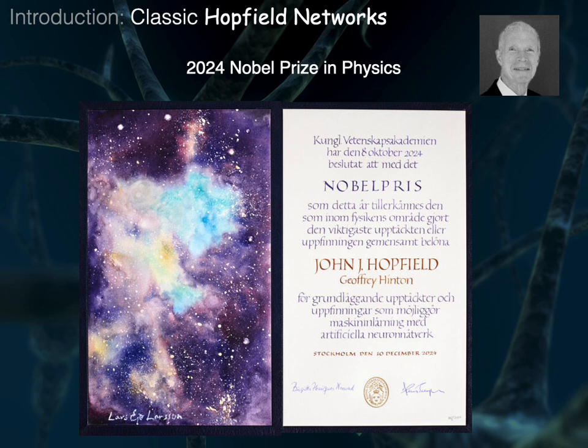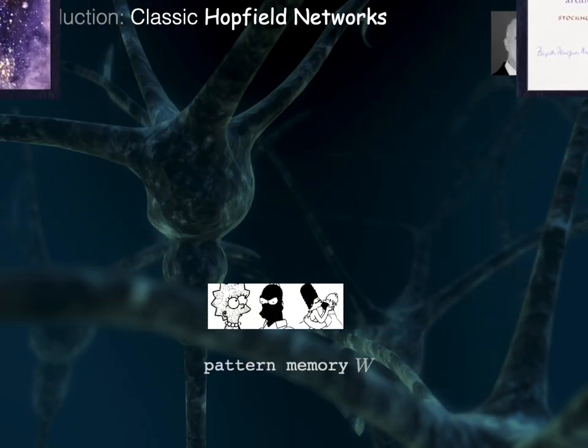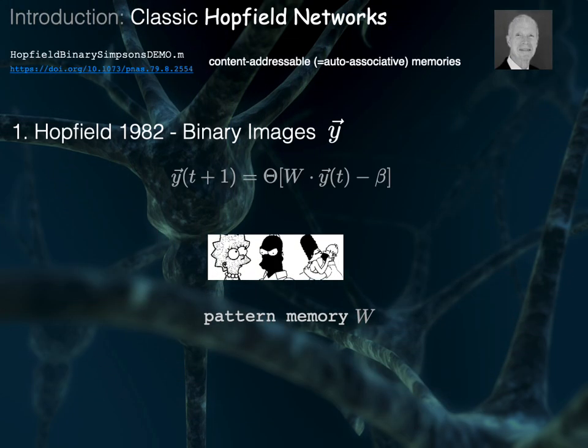You might have heard last year, 2024, that J.J. Hopfield received the Nobel Prize in Physics for a computational model of an associative memory. So let's have a look at how this memory works. If you feel uncomfortable with the formulas, just ignore them. So here we have a memory which contains only 3 items, which are 3 images of the Simpson family. Since an image is a pattern, the memory is also called pattern memory and is denoted by a W in the formula.